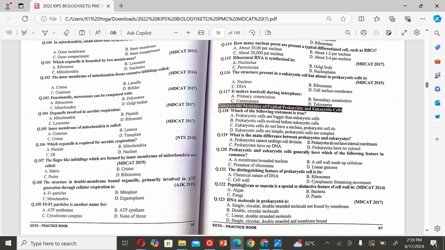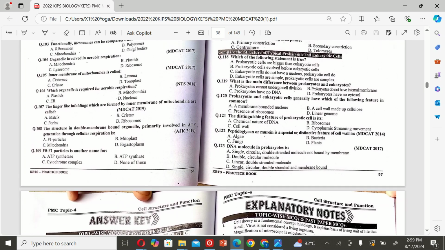Secondary constriction. The next MCQ is: which of the following statements is true? A. Prokaryotic cells are bigger than eukaryotic cells. B. Prokaryotic cells evolved before eukaryotic cells. C. Eukaryotic cells do not have a nucleus, prokaryotic cells do. And D. Eukaryotic cells are simple, prokaryotic cells are complex. So the correct option is B. Prokaryotic cells evolved before eukaryotic cells.